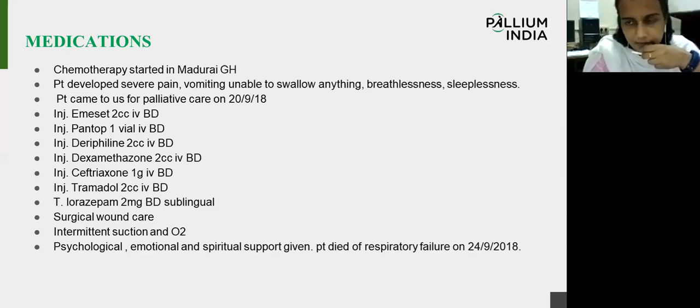And with 5 of midazolam, she'll still be awake, but it should calm her down and she would be less anxious. And breathlessness would be helped by the morphine also. So probably that is something that we would have done differently if we were managing her.